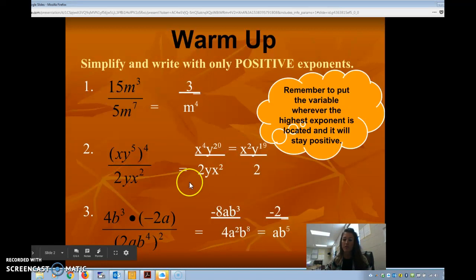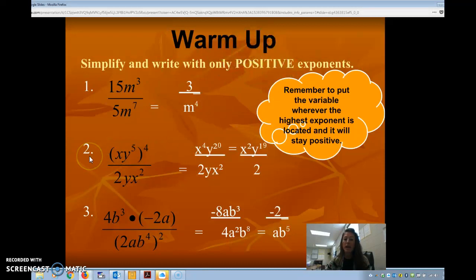So let's look at the actual answers here to make sure you understand what you are doing. So check over your work. First of all, whenever we're dividing, remember that means that we are actually subtracting exponents that have the same base. And it also means that you're actually dividing the coefficients. So 15 divided by 5 is 3. And then take your m and you subtract the exponents. Now remember, if you will put your variable wherever your highest exponent is, then it will remain positive. So if you will do 7 minus 3 and then keep it in the denominator, then you will have m to the 4th power. Okay, because notice your directions say only positive exponents.